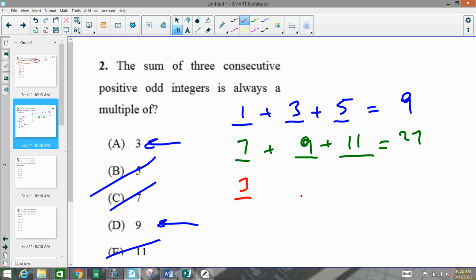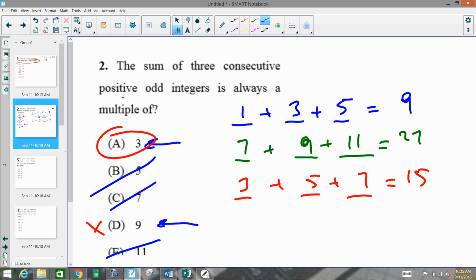Kushi, what did you say? 3, 5, and 7. That makes 15, which is not divisible by 9. You can do this, or basically, let's prove this. How can I prove that?